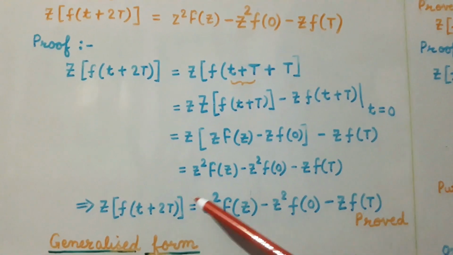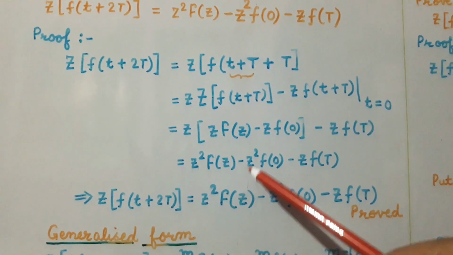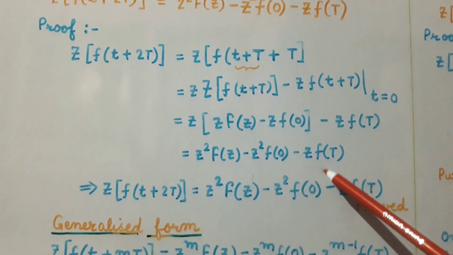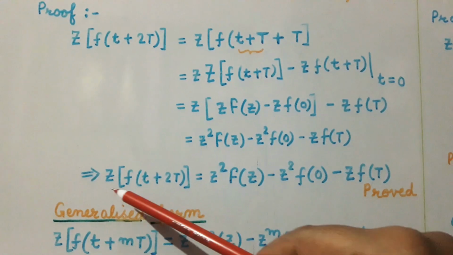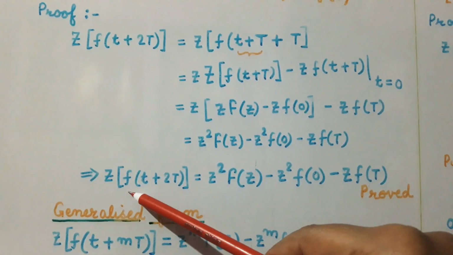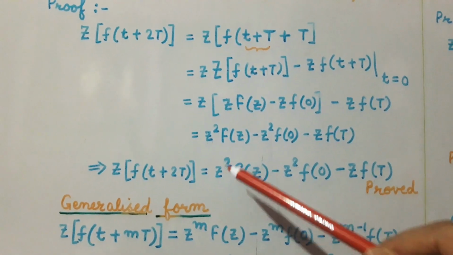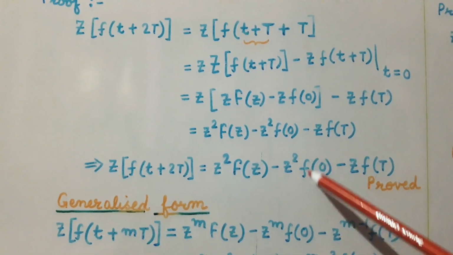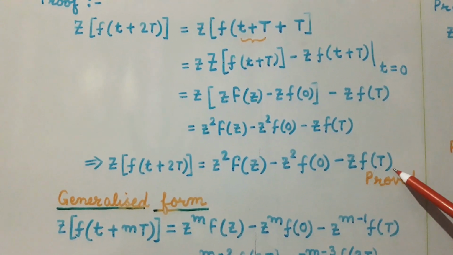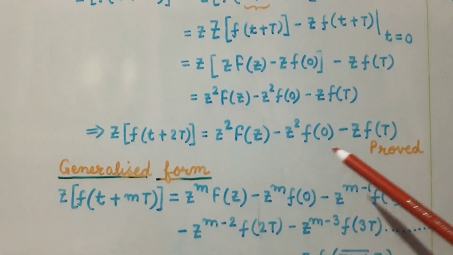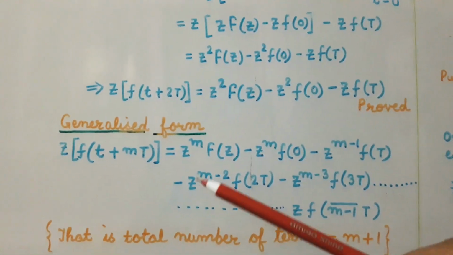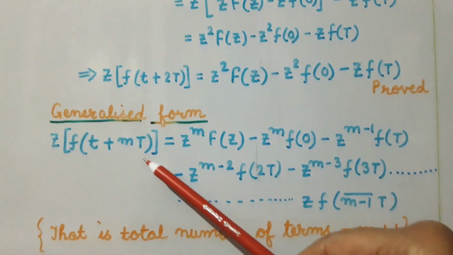This one multiplication will come out to be z square F(z) minus z square f(0) minus z times f(T). So we have proved that the Z transform of f(t plus 2T) is equal to z square F(z) minus z square f(0) minus z times f(T). So we can also write the generalized form for this expression.